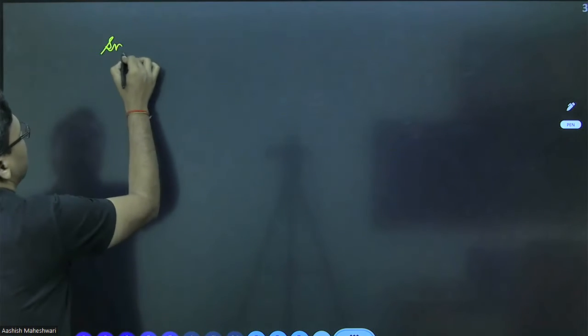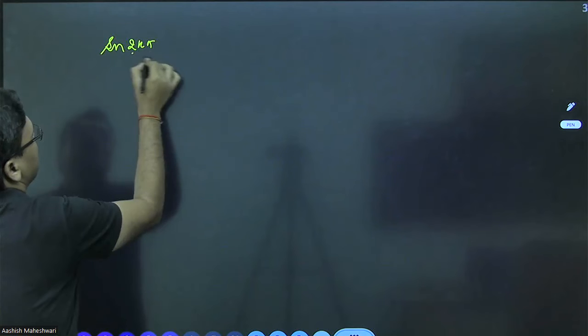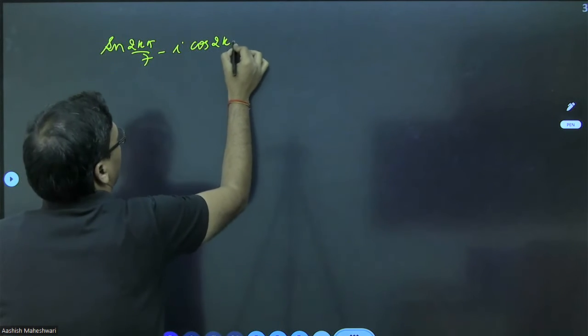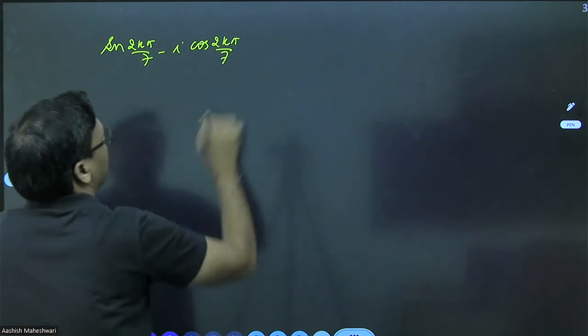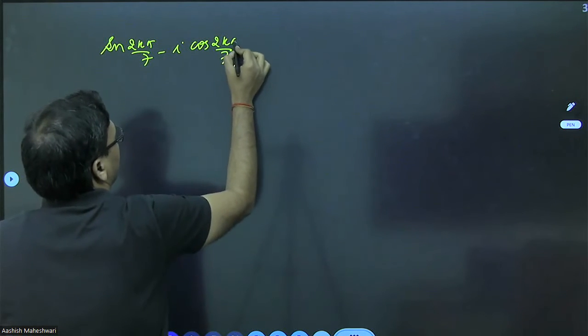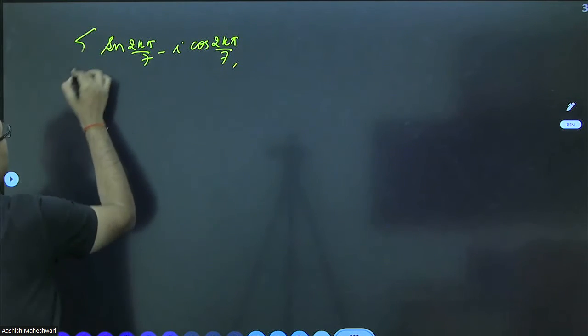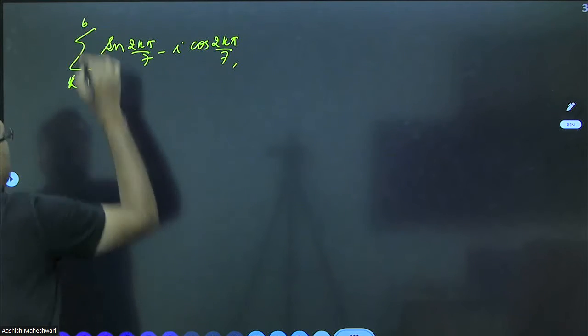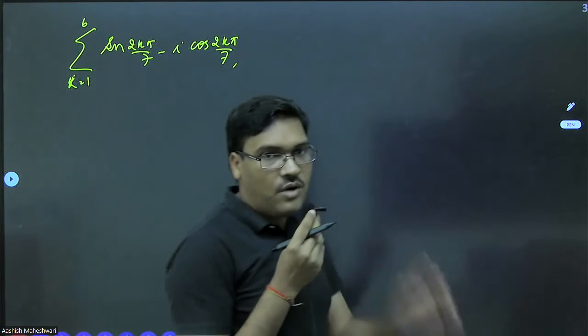Just hold. This is sine 2kπ/7 minus iota cos 2kπ/7, and we have to find the summation of this, k equal to 1 to 6. Okay, so how can you solve this question?